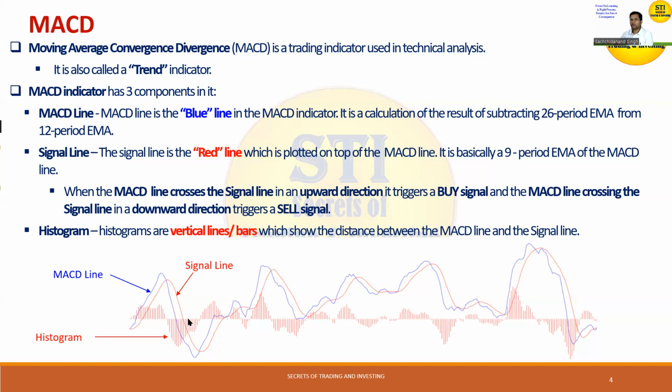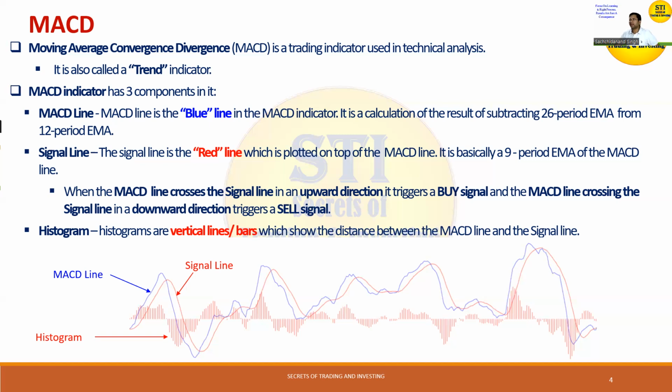So when the MACD line is crossing the signal line in upward direction, it will be a potential buying signal. At the same time, when this MACD line, the blue line, is crossing down the signal line, if you look here, the blue MACD line is crossing down the red line, that is the signal line, and that will be considered as the trigger for a sell signal.